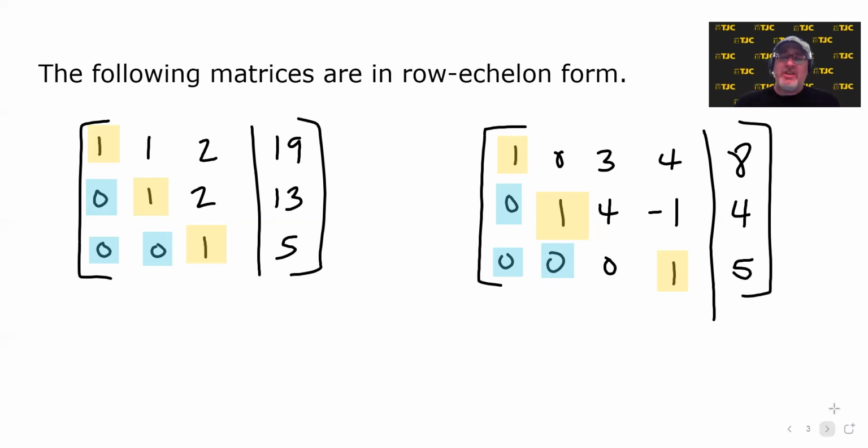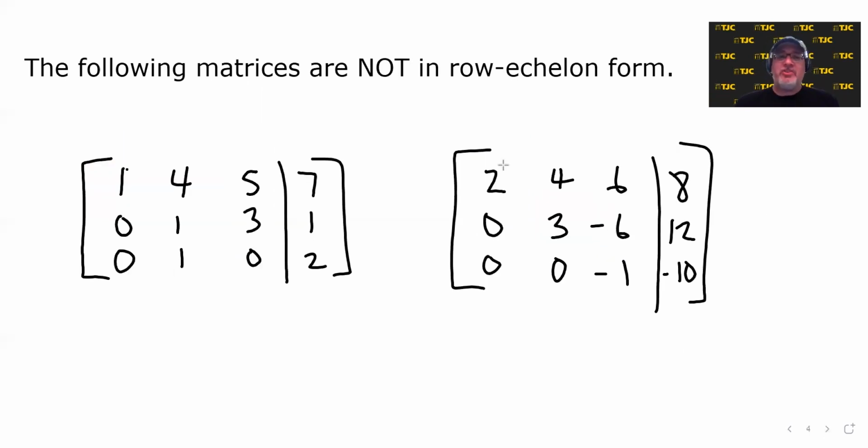So what are some examples of matrices that are not in row echelon form? Well, let's take a look at these examples. In the first matrix, the first row, the first non-zero entry is 1. And in the second row, the first non-zero entry is 1. And in the third row, the first non-zero entry is 1. So it satisfies the first criteria that the first number in each row that isn't 0 is a 1.